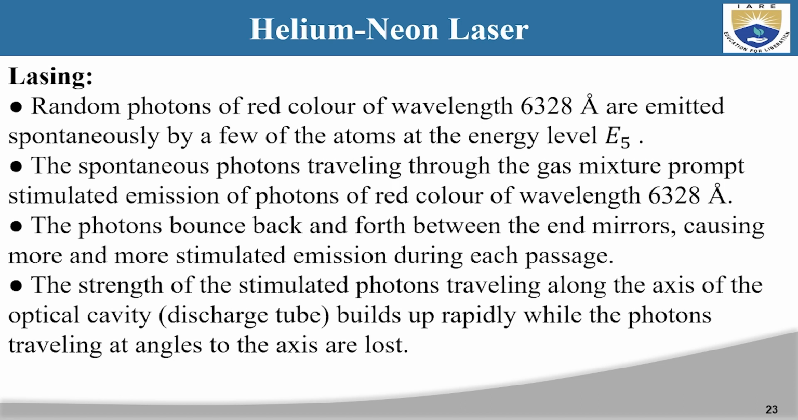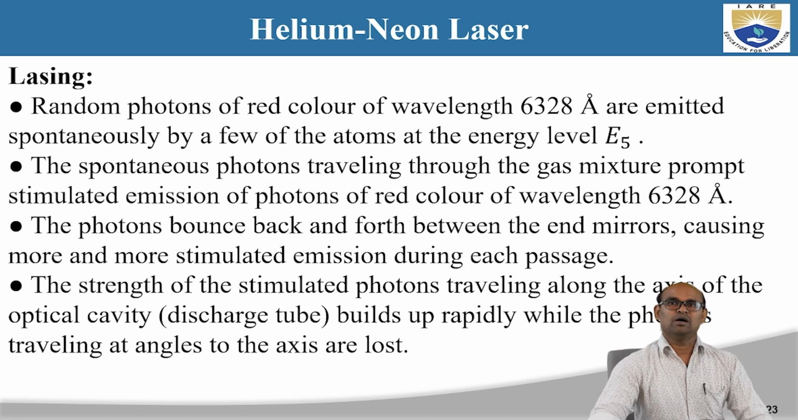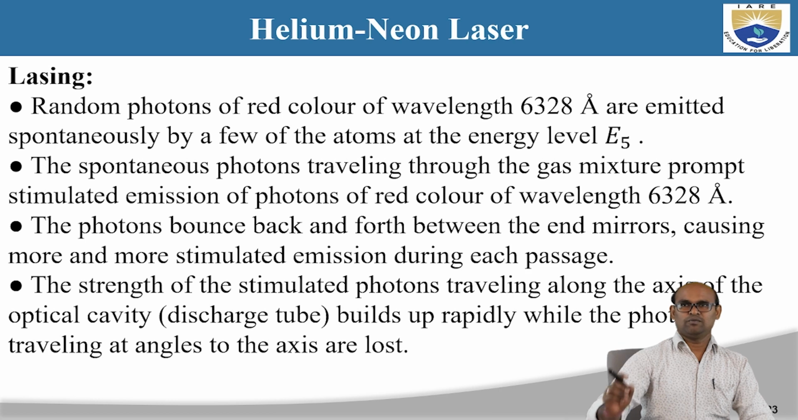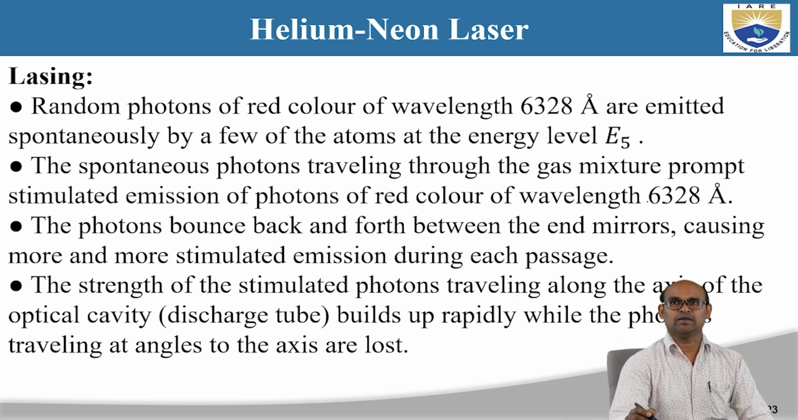Okay. So once there is a spontaneous emission from excited state E5 to energy level E3, a photon is emitted. This photon is going to come back because there are two mirrors at the end. This photon is used for the stimulated emission to occur. So this is the initial photon.